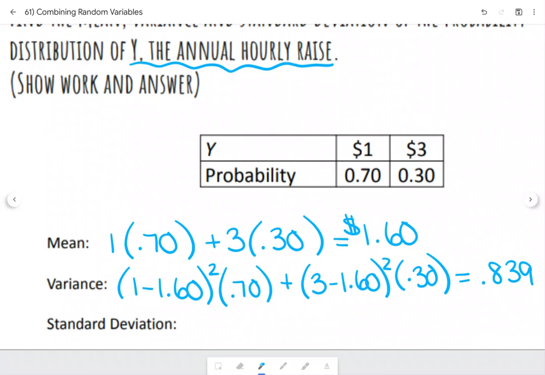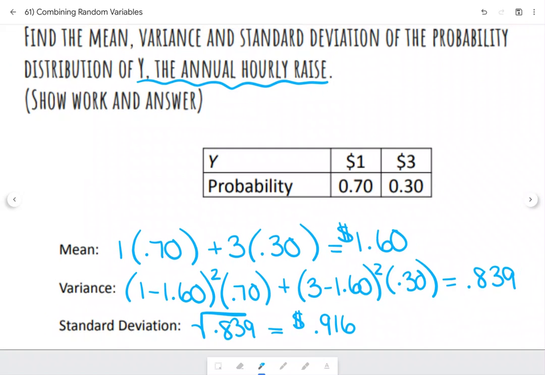And remember, standard deviation, we just take the square root of that 0.84. And we end up with approximately 92 cents. I'm just going to leave it at 3 digits for now, just to play around with my variation and such.